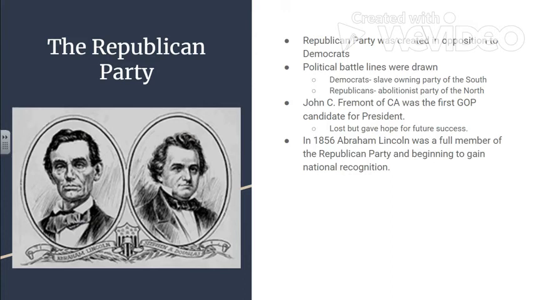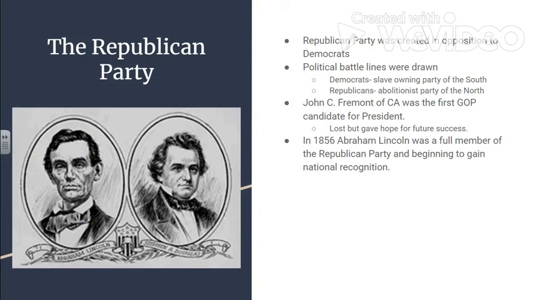I'll go ahead and just stick with this. The Kansas-Nebraska Act creates the Republican Party, pretty much. The Republican Party is created as an alternative to the Democratic Party. And after the Kansas-Nebraska Act, the battle lines are clearly drawn. The Democrats are the slave-owning party of the South. The Republicans become the abolitionist party of the North.